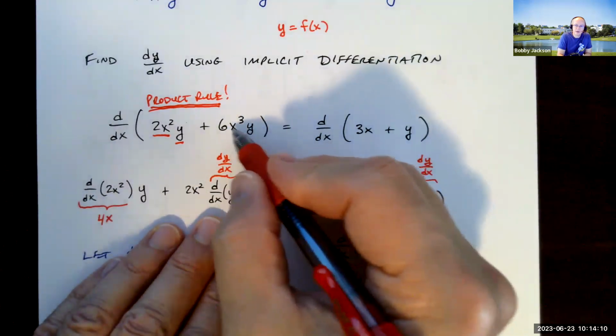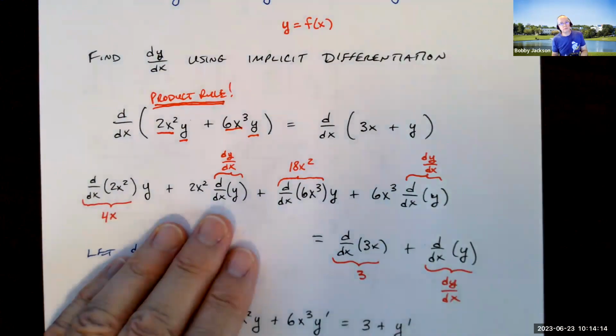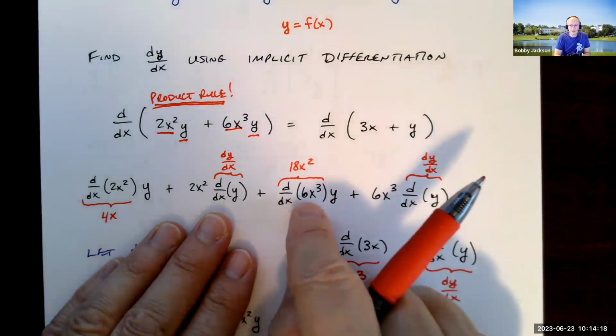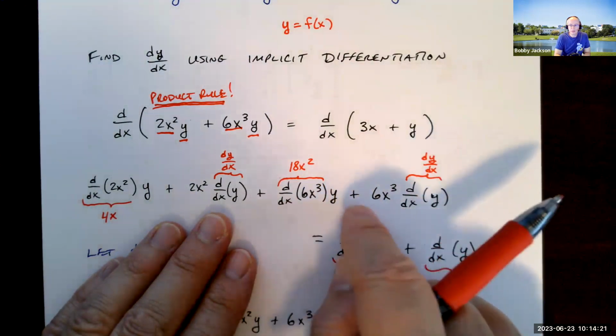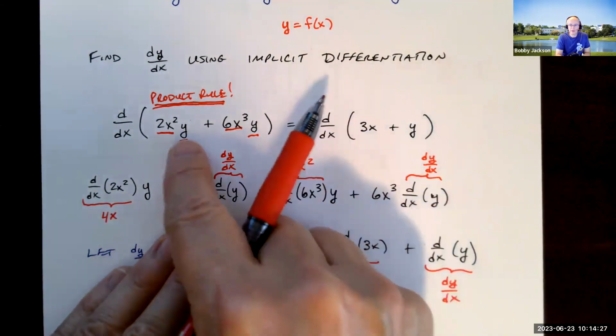Same thing here when I take the derivative of this. I've got 6x cubed times y. So that's a product again. Take the derivative with respect to x of 6x cubed times y plus 6x cubed times the derivative with respect to x of y. So again, product rule here. So I've got to do all that for this side.